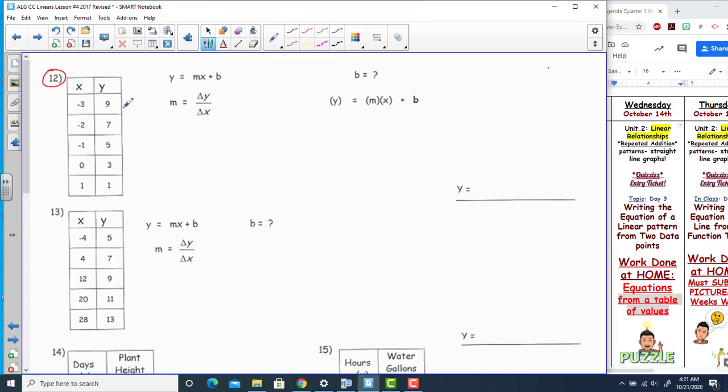Ladies and gentlemen, please jump to the back end. On the back, I would like to do a couple more of these problems together, and I'm going to have you do a couple on your own to make sure you truly get the concept.